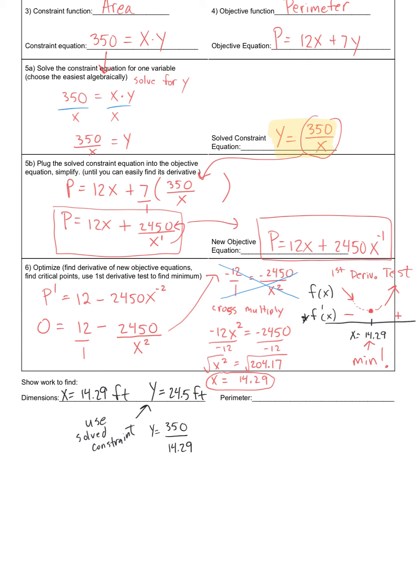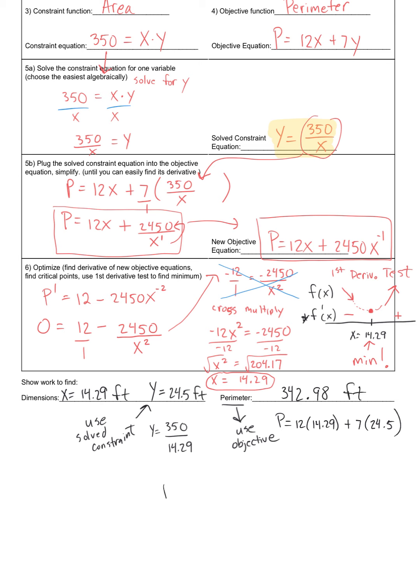All right. And now to find the perimeter, I just go back to my objective equation. All right, my objective equation is all set up for me to find the perimeter right up here. All right, so I use it right here. P is equal to 12 times what my x is. My x is 14.29 plus 7 times my y, which is 24.5. And when we compute that, I'm getting a perimeter of 342.98. And that is just plain old feet.